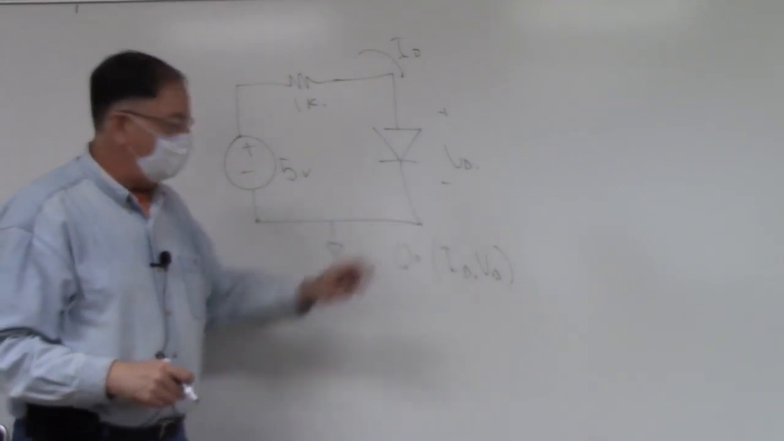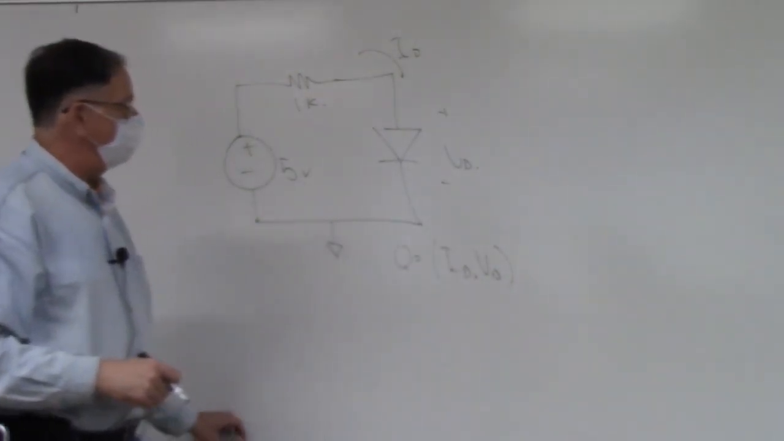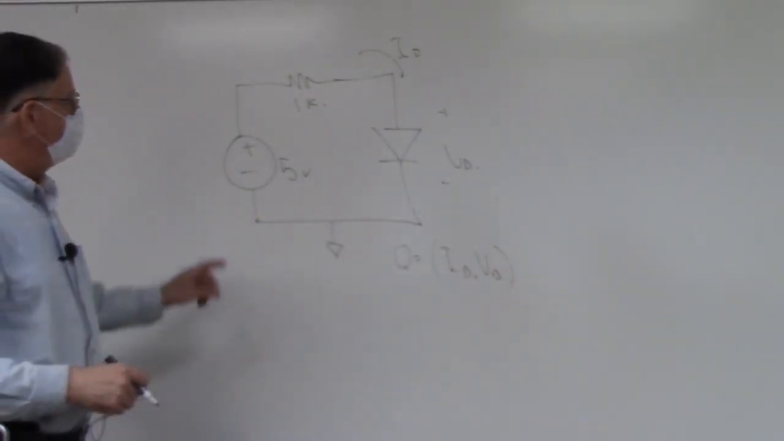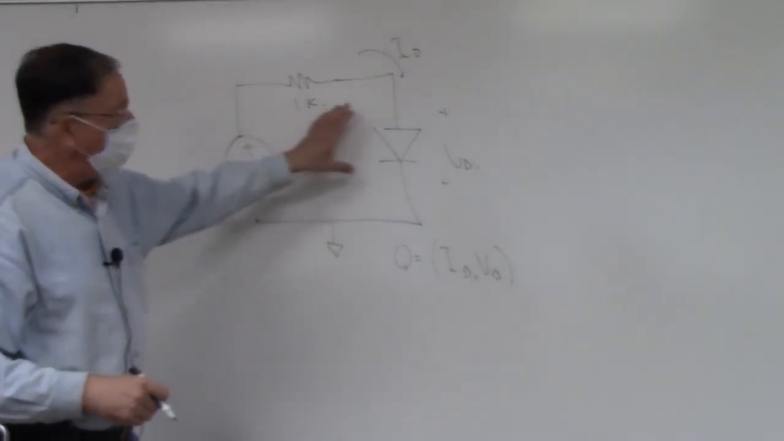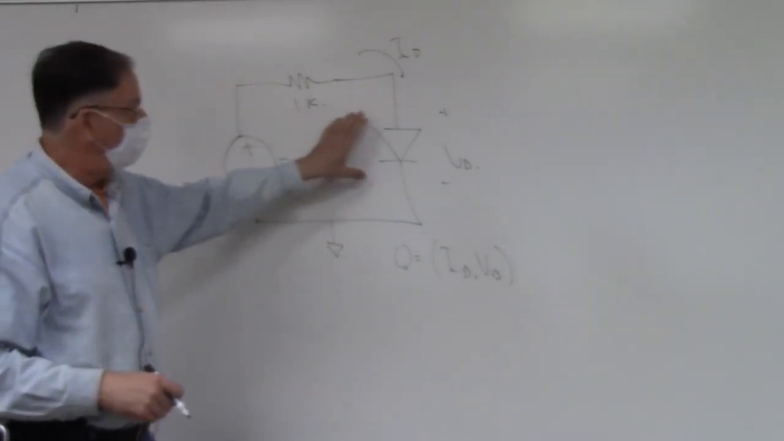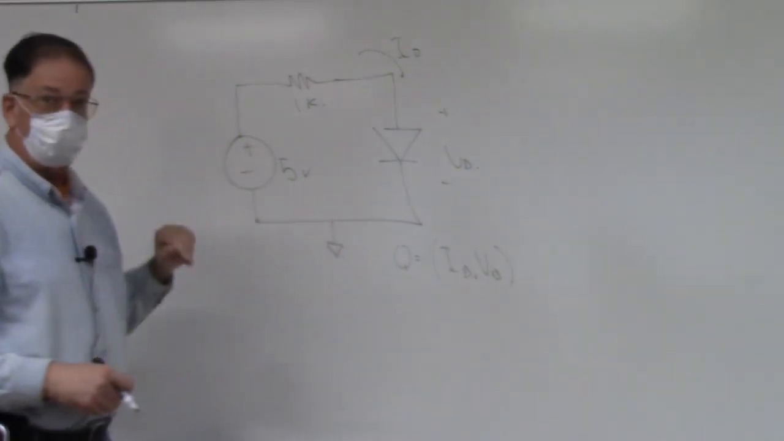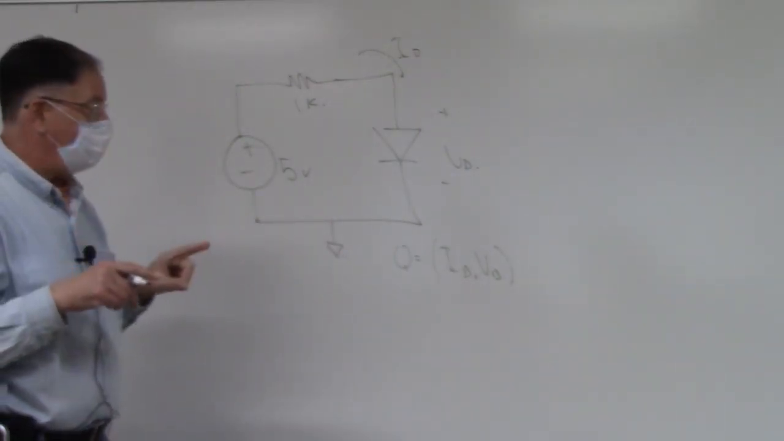Now we've already shown how to do this in part 1, where you measured ID and VD with a meter. Now we're going to show you another way to do that. And that way is as follows. If we take the IV characteristic of the diode, which you've already measured, and the IV characteristic of the Thevenin source, they are going to match.